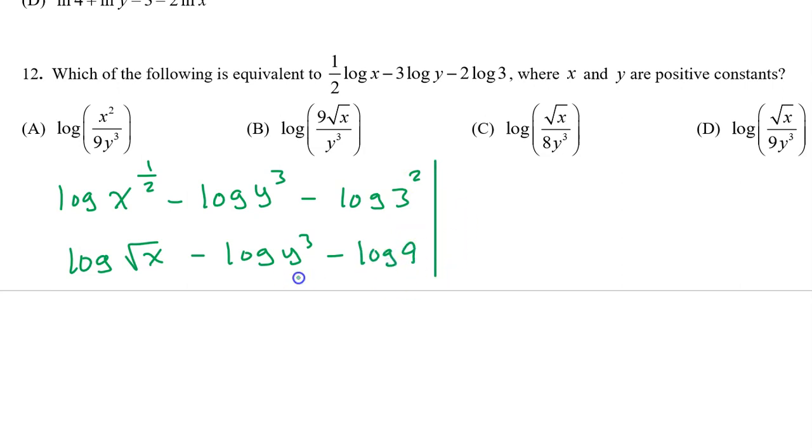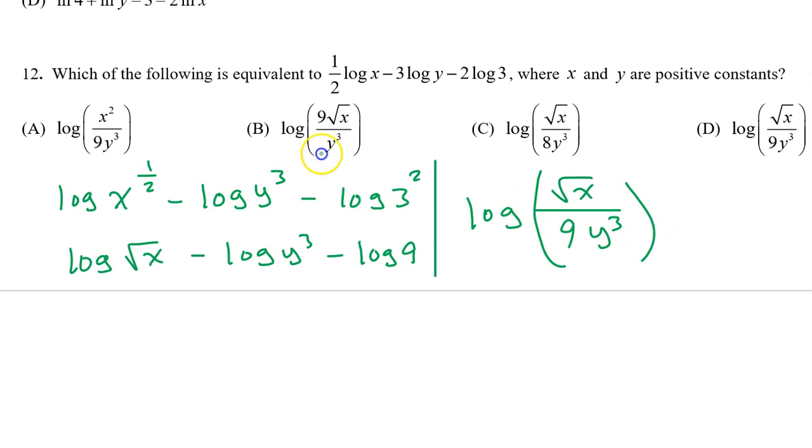We can combine all three of these terms into a single log by writing each factor either in the numerator or the denominator based on whether the term was positive or negative. So this first term is positive, so the square root of x will go in the numerator. The other two terms are negative, so the y to the third power will go in the denominator, and so will the 9. So looking at the answer choices, the answer is D.